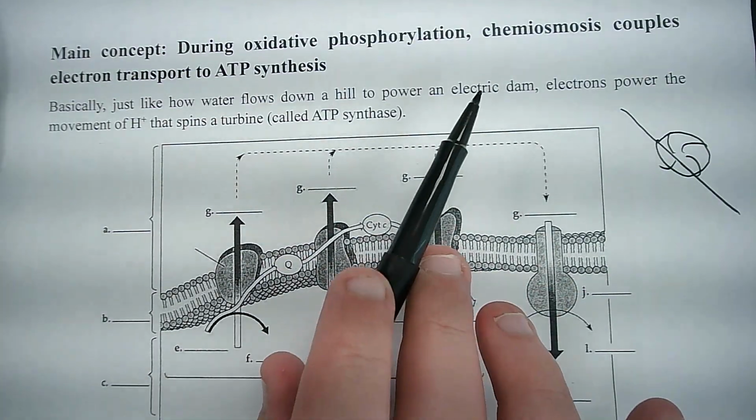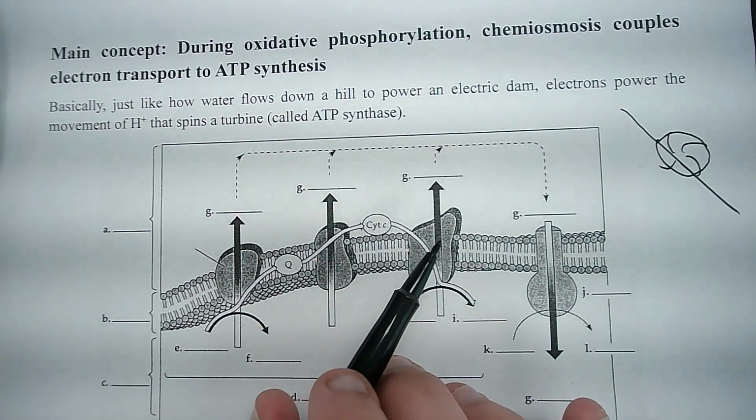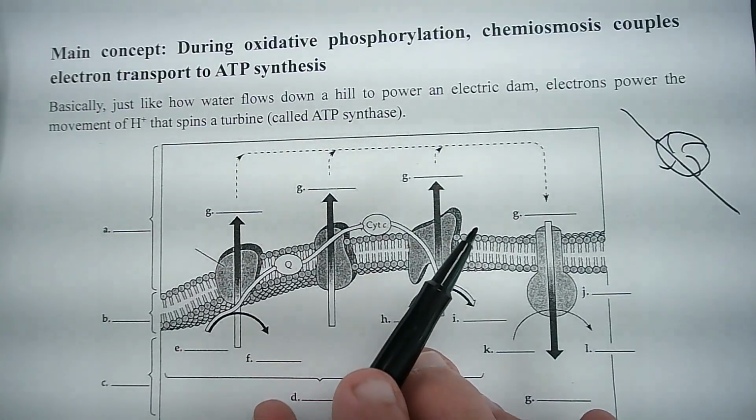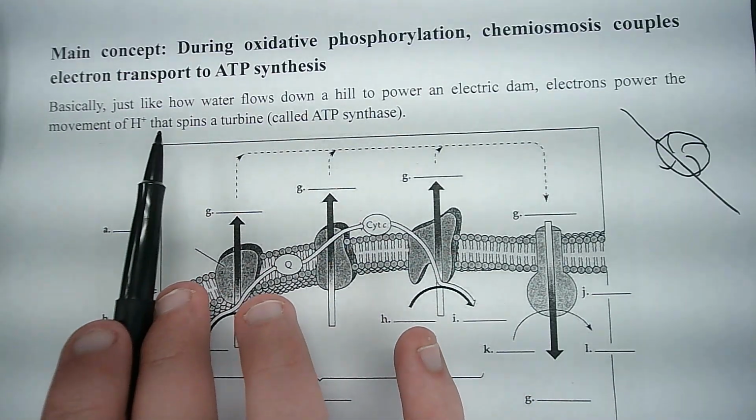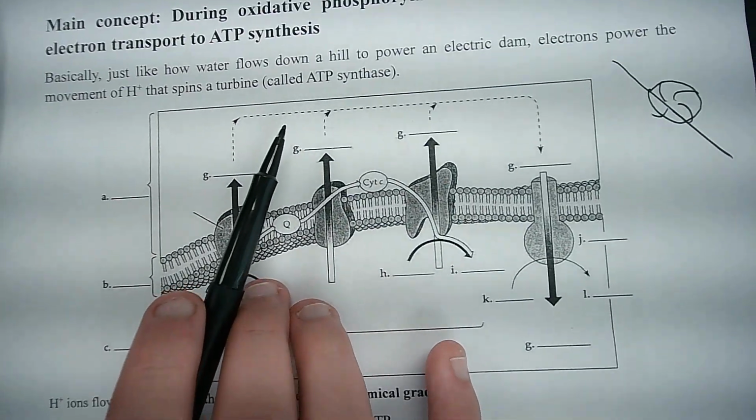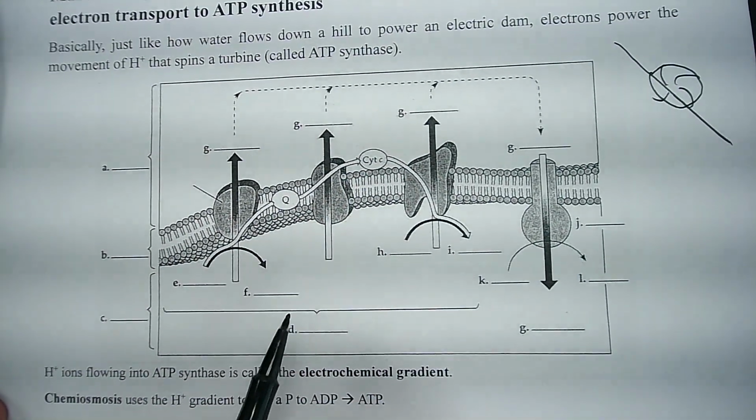Instead of water, it's electrons. Electrons that come from NADH and FADH2. Those electrons are powering the movement of H plus that will spin a turbine. All right, let's label some diagrams here.